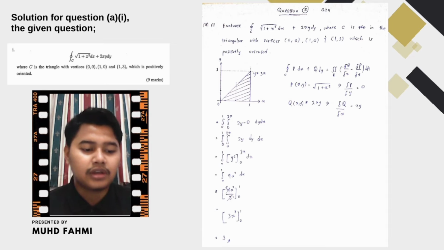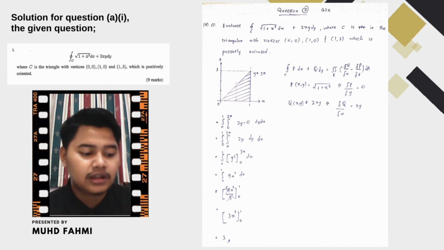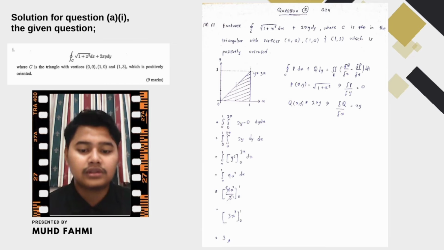So using Green's theorem, we need to get the limits, so we use type one. We get y from 0 to 3x, and x from 0 to 1. So we get the integral of 2y minus 0 dy dx. We integrate with respect to y, and then we integrate with respect to x, and then the answer is equal to 3.